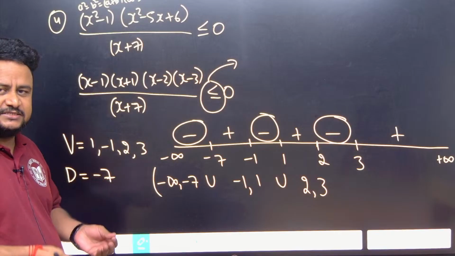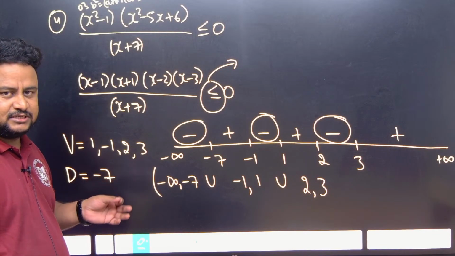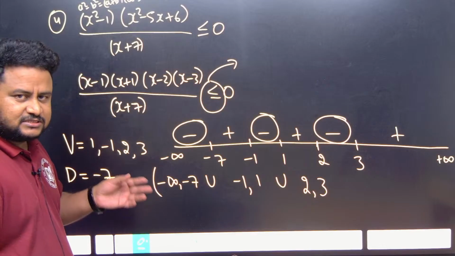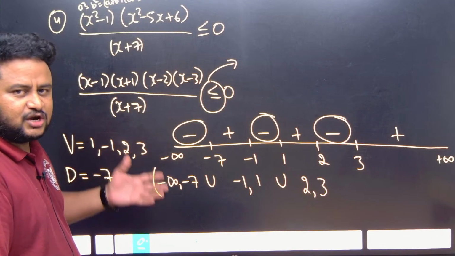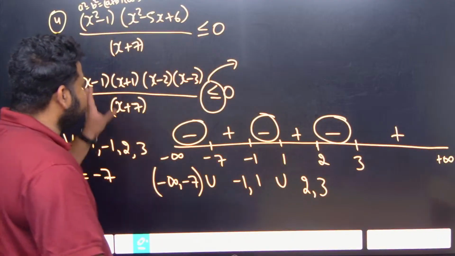Discontinuous points, whether it is greater than or equal to 0, less than or equal to 0, or strictly greater than 0, or strictly less than 0, it does not matter. Discontinuous points are always open interval, I told you. Now come to vanishing points.